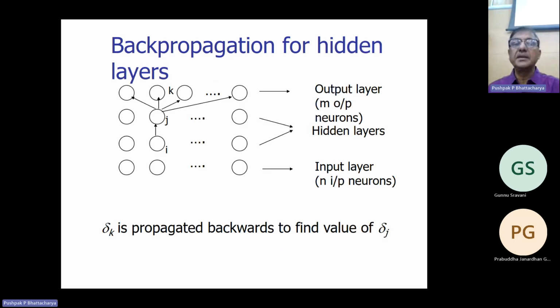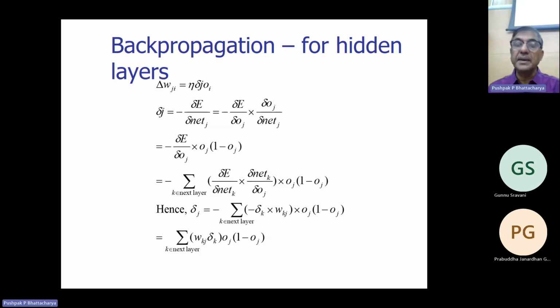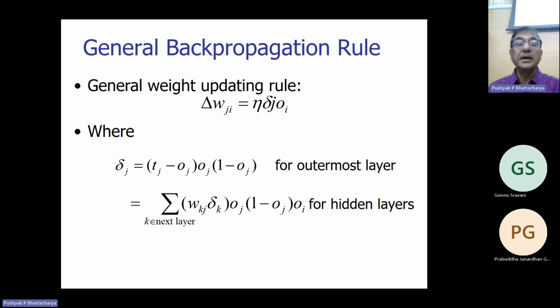For the hidden layer, it is a little more complex because in the hidden layer, we do not know the error value. Error is known only at the outermost layer. Again, some kind of chain rule is applied, and we get the change in weight as the backpropagated delta, the sigmoid neuron's derivative for the hidden layer neuron, and the output from the source neuron. We'll derive this carefully in steps.